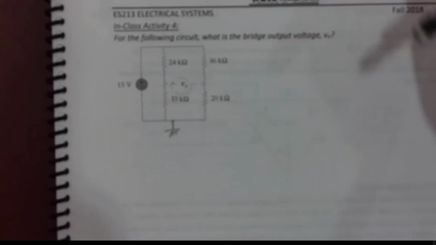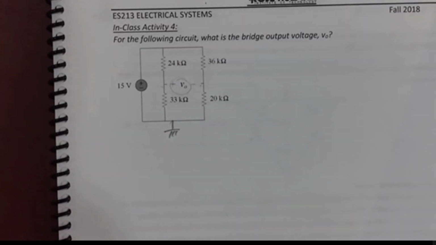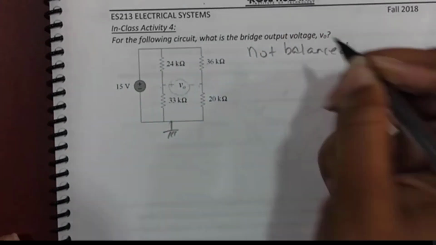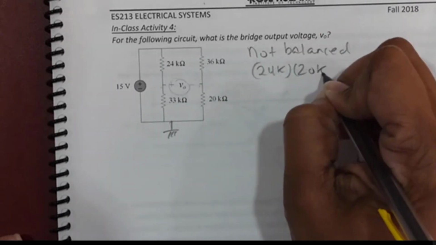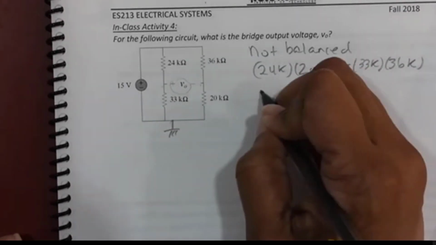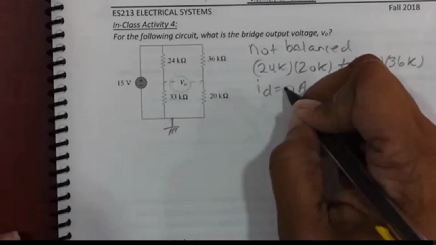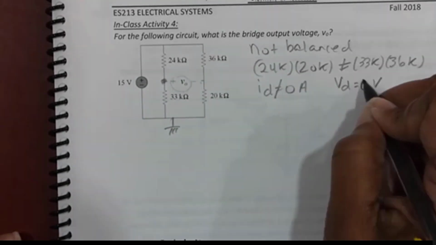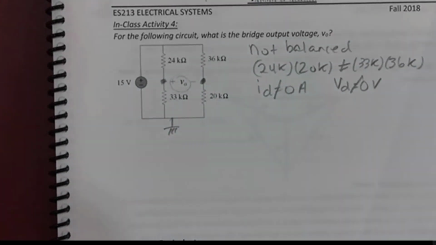Is this bridge balanced or not? And how do I know? No, the bridge is not balanced, okay? It's not balanced because 24K times 20K does not equal 33K times 36K. So if I had shown the current, it would not equal 0. And also, which I think I told you when we first introduced this, that voltage would not be 0 either. So neither one is 0. That's by definition of balance. The current would be 0 and the voltage at that point would be 0.